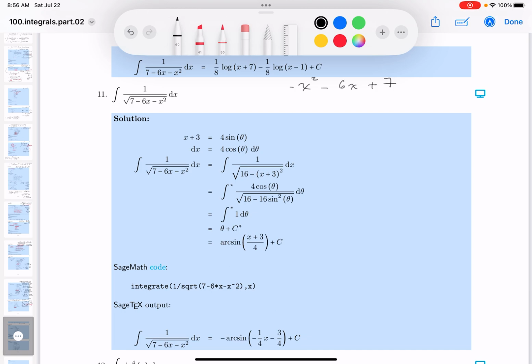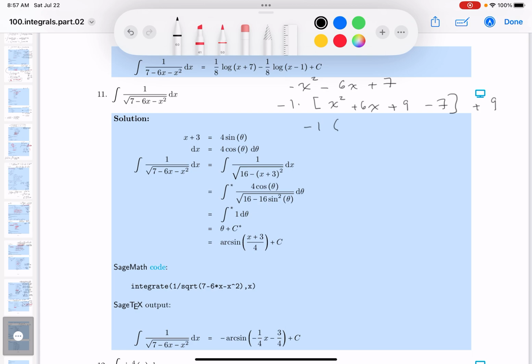I'd factor out -1. You get x squared plus 6x minus 7. Right, what I do is I take half of the 6, which is 3, square it to get 9. Now, I want to point out, really what I'm doing is subtracting the 9, so I've got to add 9. So let's put this down. So it's going to be -1.